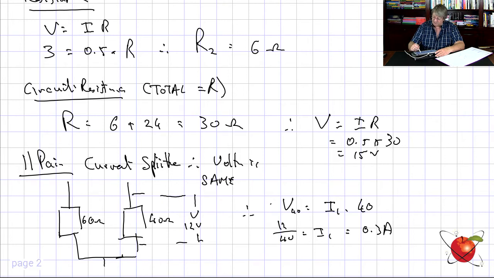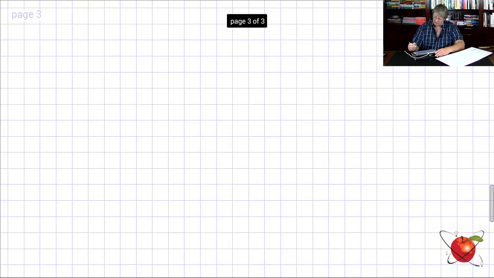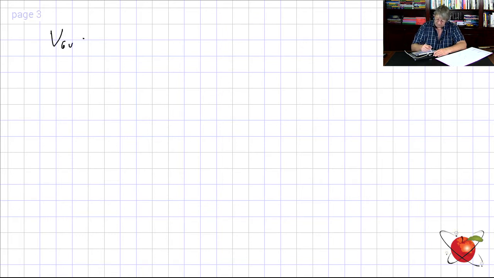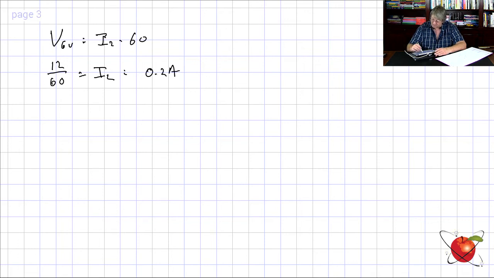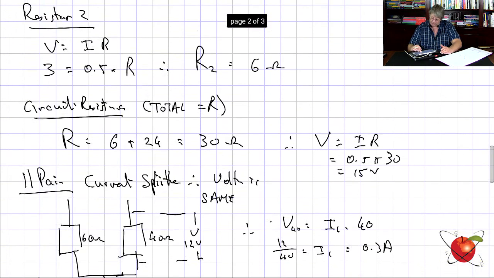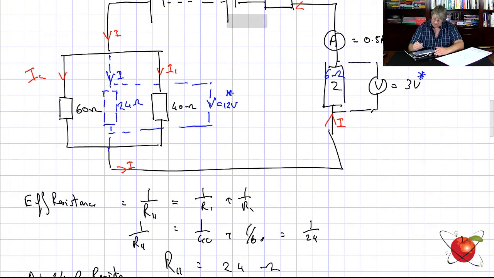Okay, and V on the 60. Whoops, I've run out of paper. V on the 60 is equal to I2 times 60, and that's going to be 12 over 60 is equal to I2, and that's going to be 0.2 amps. So let's go back and put it in red, just in case we need it. I don't think we do. So I2 is equal to 0.2, this is equal to 0.3, and the total is 0.5. So far so good. We are cool.